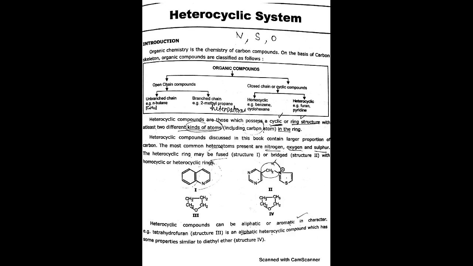The heterocyclic ring may be fused, for example, which is given in the first structure, or it can be bridged with homocyclic or heterocyclic rings. These heterocyclic compounds can be aliphatic or can be aromatic in character.